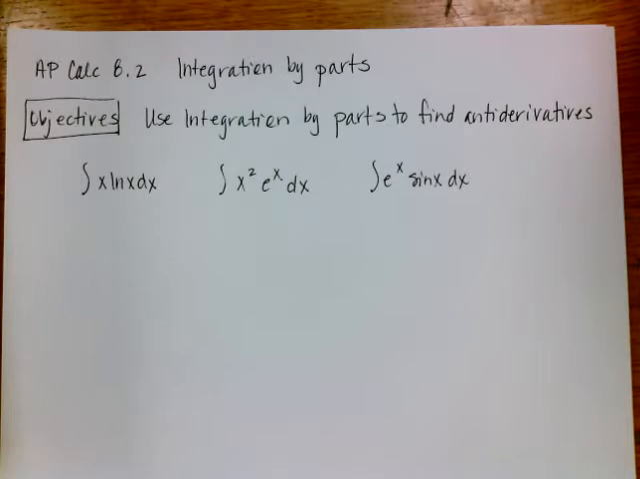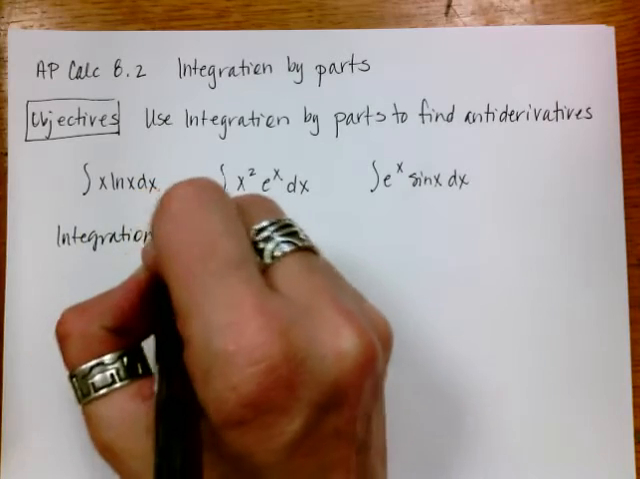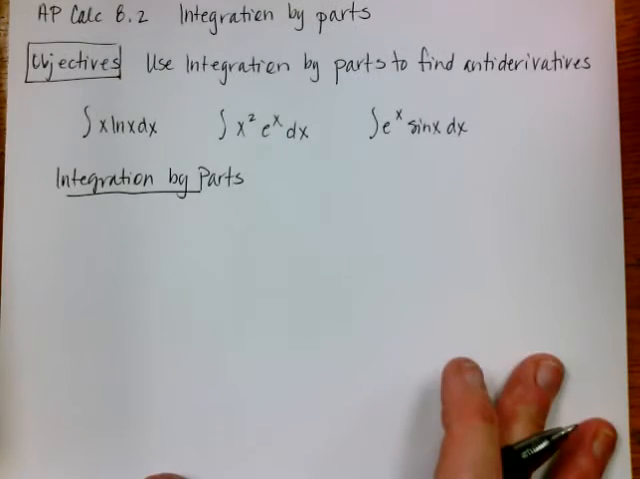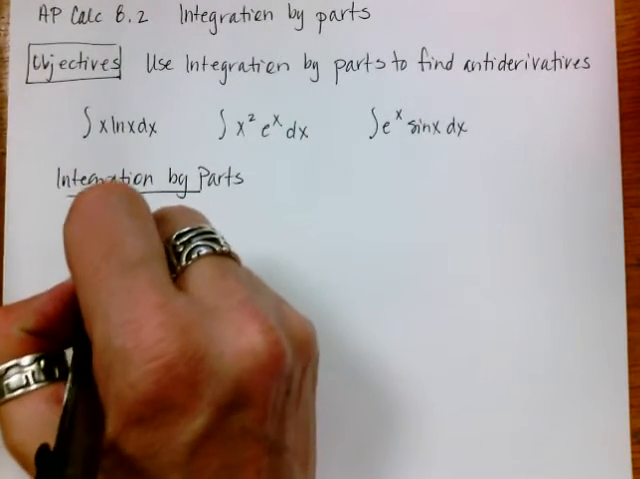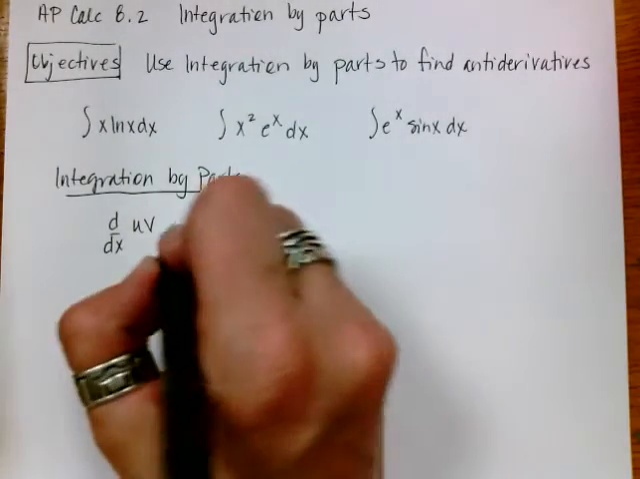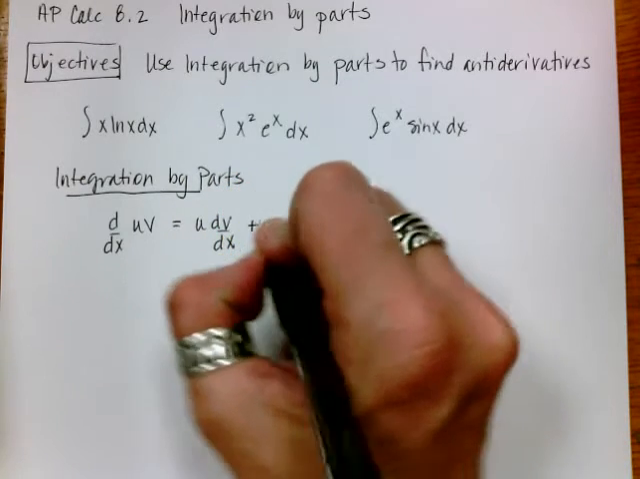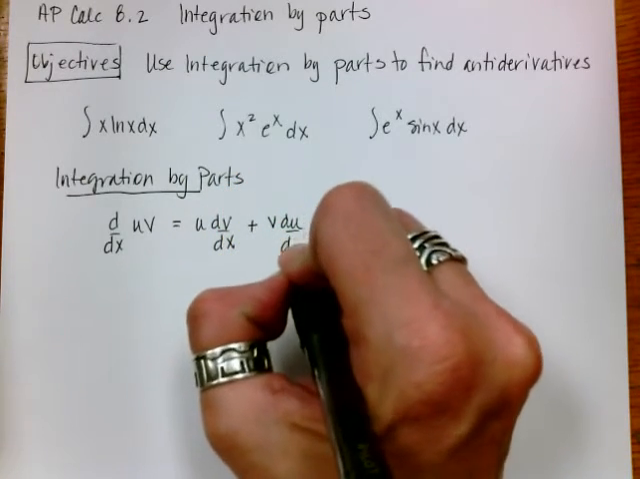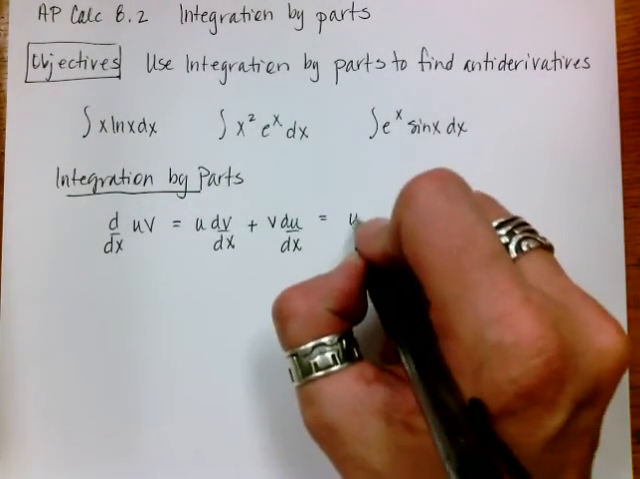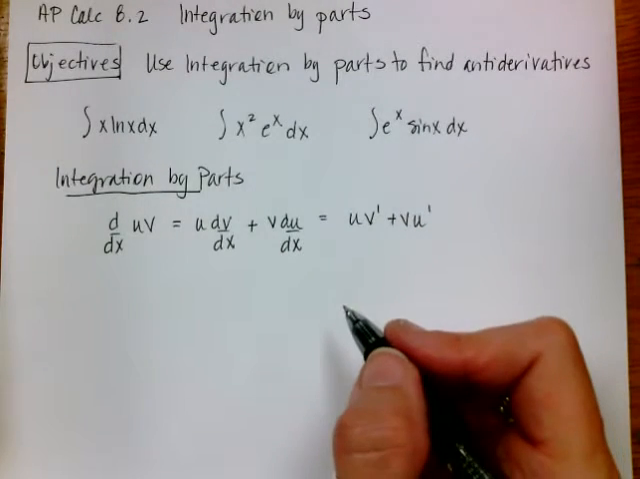So here's what we're going to do. We're going to talk about integration by parts. So I'm going to show you how this was developed, just a wee bitty case of it, because I think it's helpful. If I took a derivative of u times v with respect to x, then it would be u times dv dx plus v times du dx, okay? And this is the product rule, right? So this is u v prime plus v u prime. And that's our product rule.